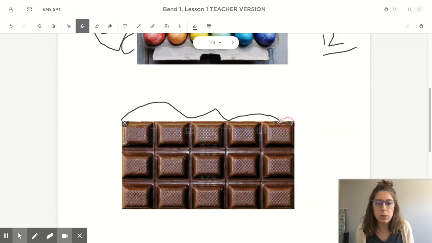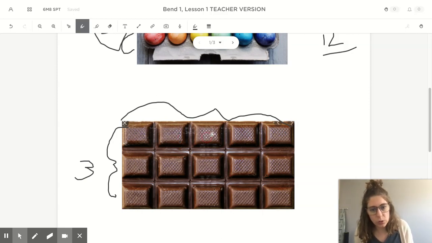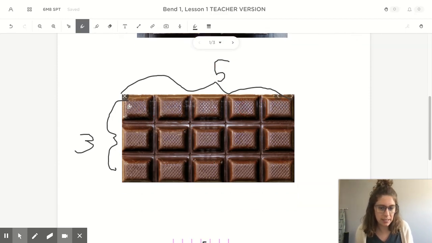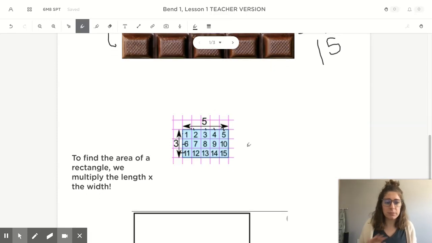So in this one, I see that this chocolate bar is 3 pieces long, or 3 rows of chocolates. And there are 1, 2, 3, 4, 5 in each row. I don't have to count all these pieces. I can just do the number of rows, or the length, times the amount in each row, or the width. 3 times 5, I know that there are 15 pieces of chocolate. Let's connect what we know about arrays to area.